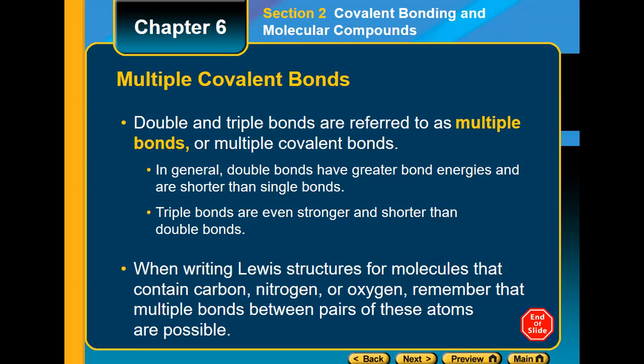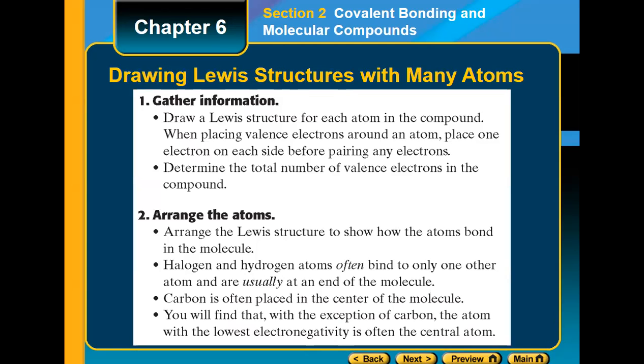So here are the steps which we follow to make the Lewis structure. First, gather the information and draw the Lewis structure for each atom. That means make the electron dot notation for each atom alone. Then arrange the Lewis structures to show how the atoms could bond in a molecule.